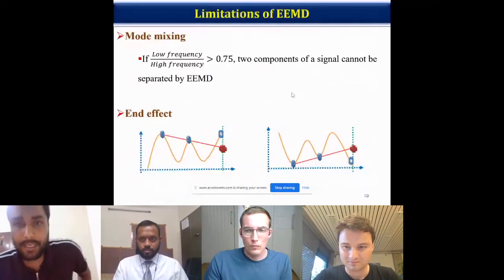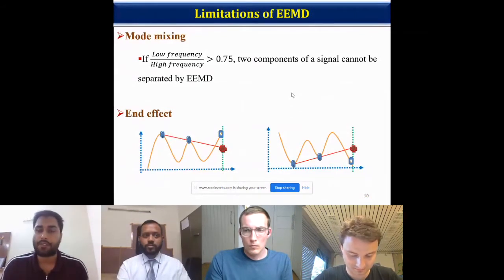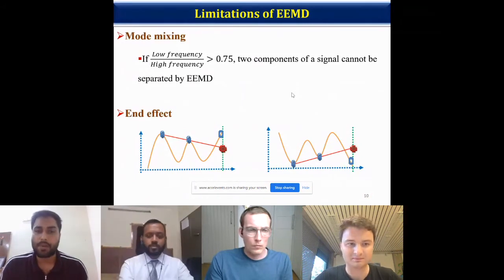But VMD and EMD have always faced a mode mixing problem: if our low frequency to high frequency ratio is greater than 0.5, then the mode mixing problem cannot be resolved. And another problem is the end effect.